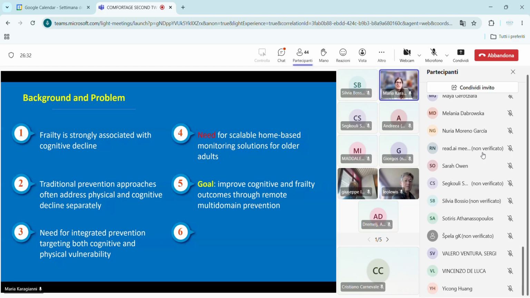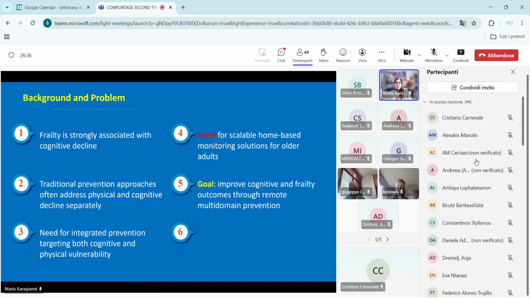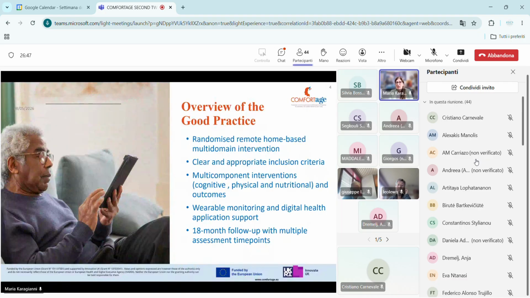So as you see, there is a need to have a home-based monitoring solution for the older adult. The main goal is to improve the cognitive and frailty outcomes through remote and multimodal prevention. So this study is a randomized remote home-based intervention. It has clear and appropriate inclusion criteria.